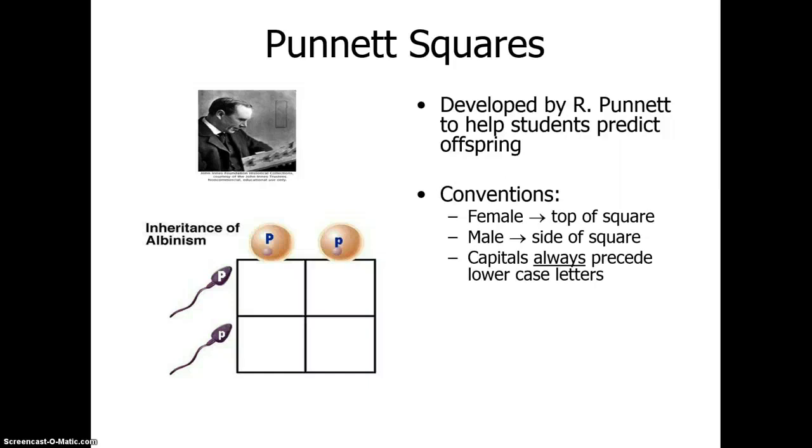There are a couple of rules that you should follow when you're setting up Punnett squares. Maybe you knew them, maybe you forgot them, maybe you never learned them, but here they are for you. Females should go on the top of the square. Those are eggs on the top because females have eggs. Males go on the side, the sperm. Capital letters should always come first.